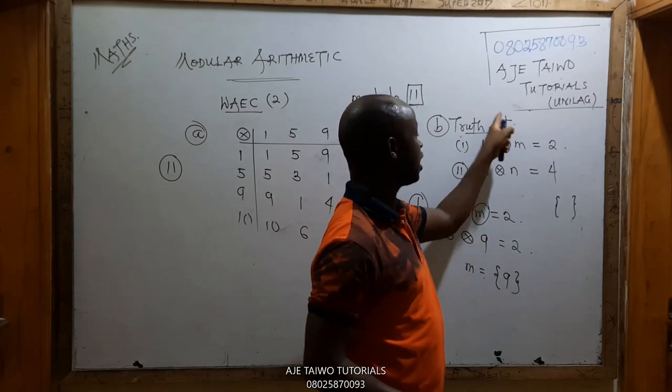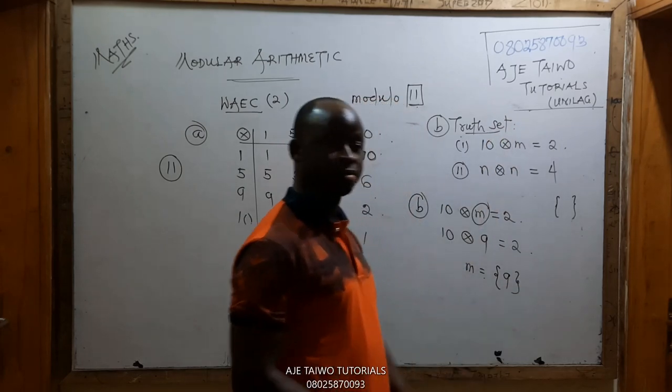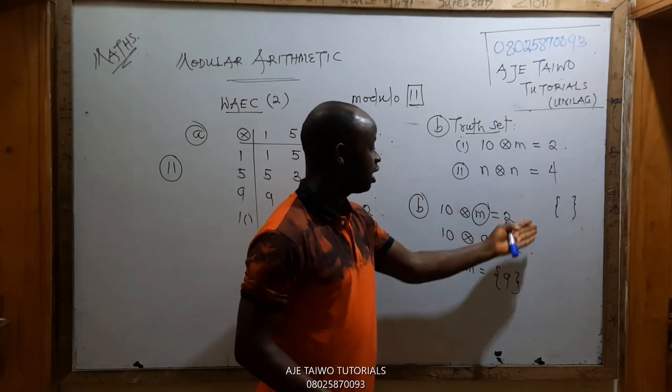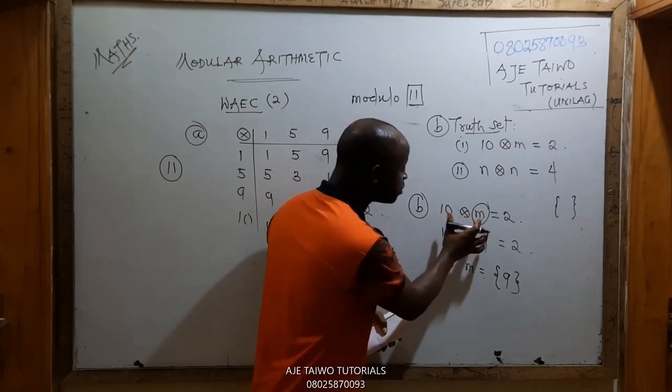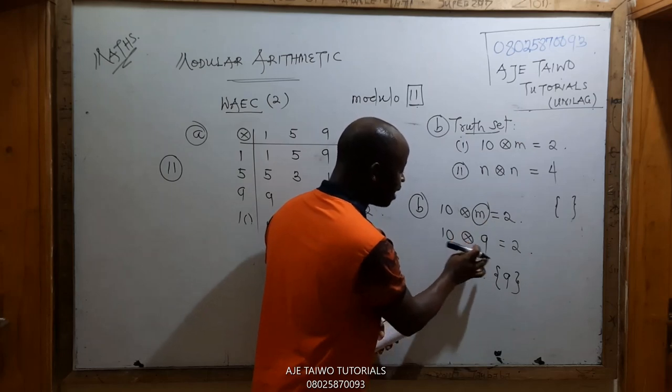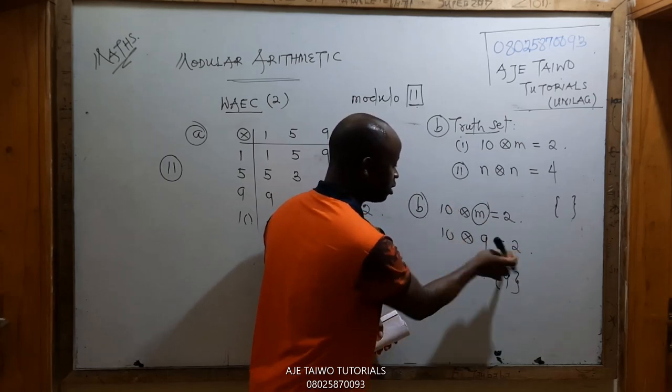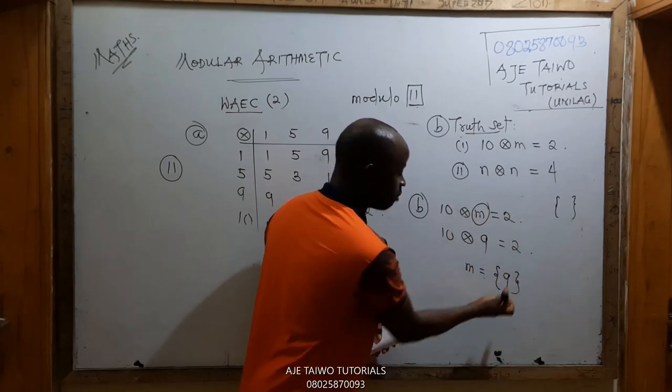Once they call it set, you must put it inside this parenthesis, because it says set. If they have set value, I'll say M equals what? 9. So 10 times M is 2. 10 times 9 is 2. That means 10, 10, 2, 2, then M and 9. That means M is 9.